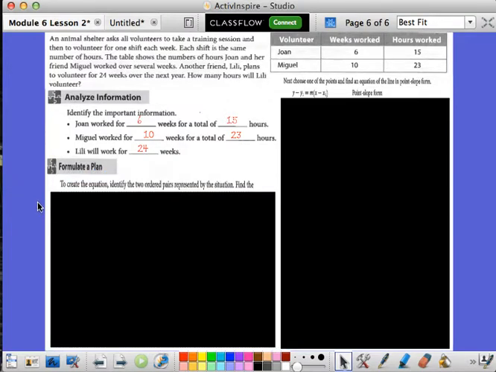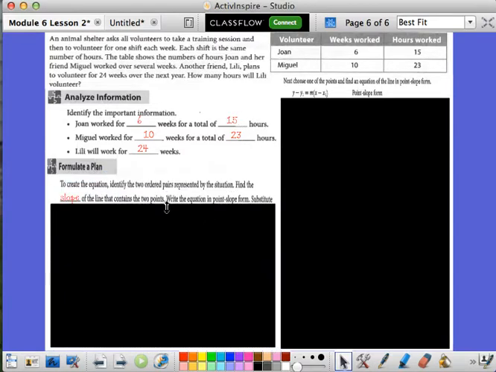Next, we're going to formulate a plan. Well, in this case, I'm not given the slope, and I'm only given points because I know that the number of weeks worked and the number of hours worked are our graphed information, our information that's going to go on the graph. And I know that my hours worked is dependent on how many weeks I've worked. So my x values are the weeks, and my y value is the hours.